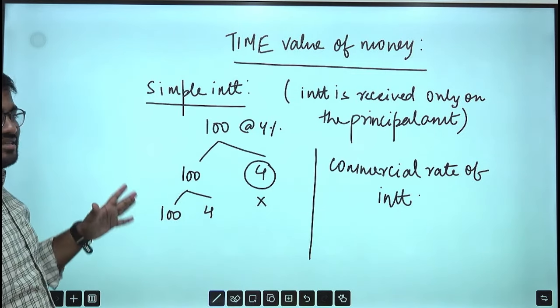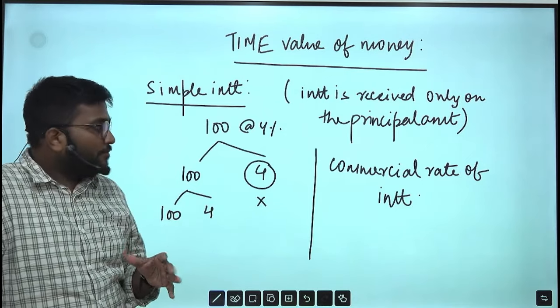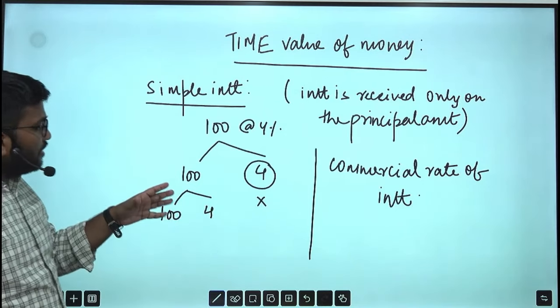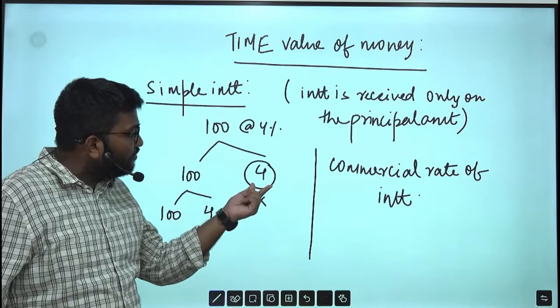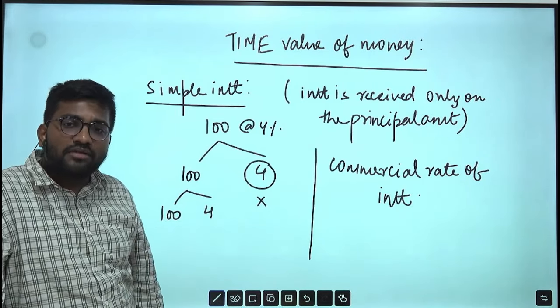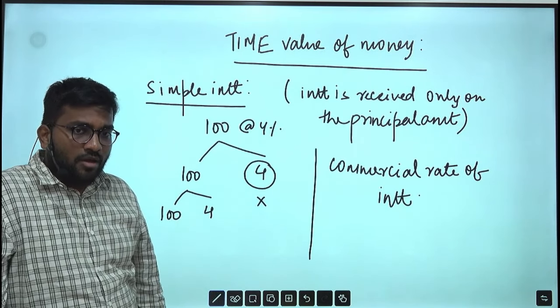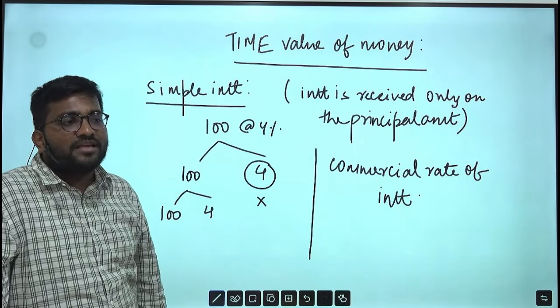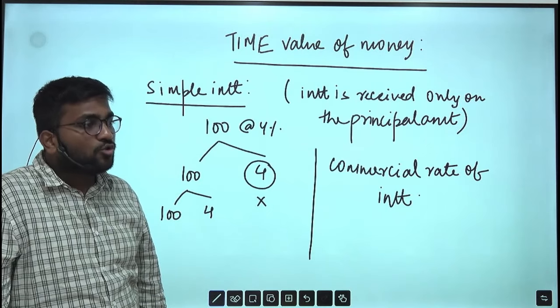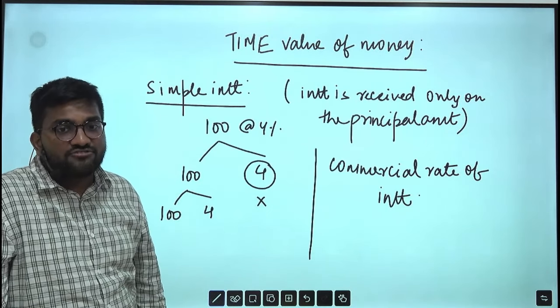So this is something that we have studied in class 7-8 also, right? Simple interest. Do you think that the interest amount will be constant every year? The interest amount will be constant every year. What do you say? Because the interest is not being charged on the interest amount. There is no compounding of interest. So that is why the interest amount is constant.